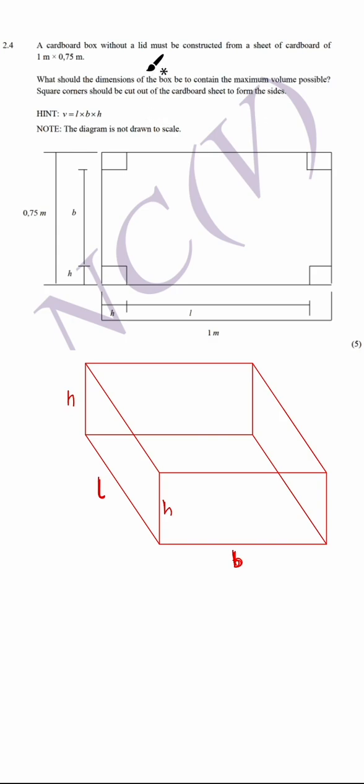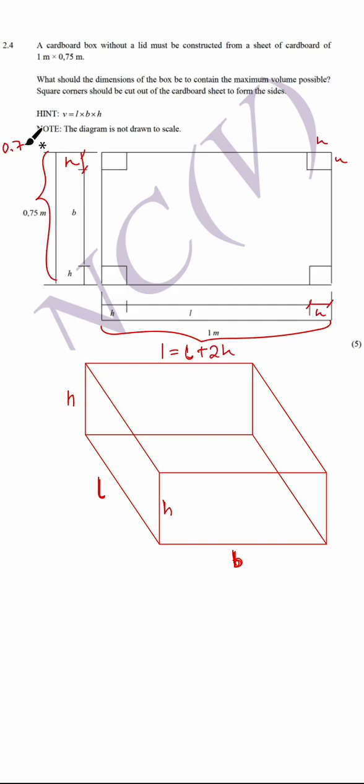Now, one thing to note is that we can express the length L in terms of h. We can see that the side which is 1 meter long can be expressed as 1 meter is equal to L plus 2h, from what we can see on the diagram. So the length 1 meter is made up of L and 2h, and the length 0.75 meters is made up of B and 2h. Therefore, we have 0.75 equal to B plus 2h.